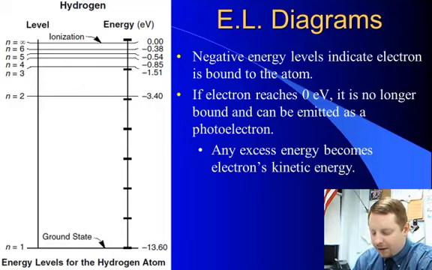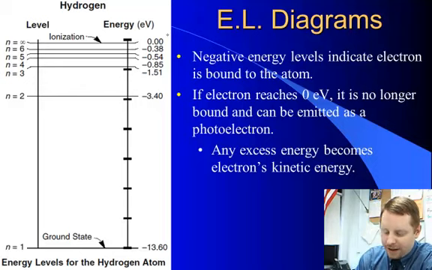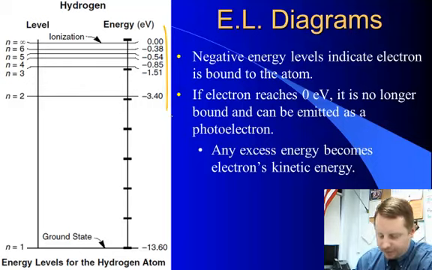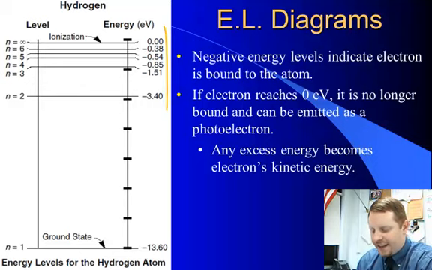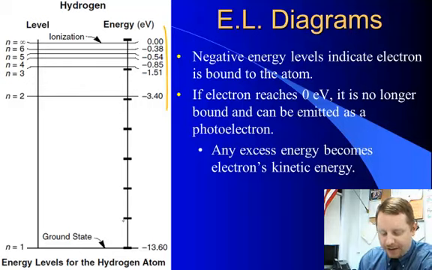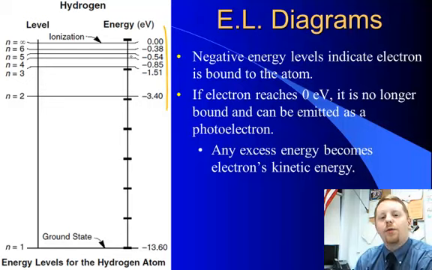We can see over here on the left that we have negative energies in electron volts that indicate the electron is bound to the atom. So it's almost as if the electron, while it's in these levels, is stuck to the atom. You have to get up here to zero, out of the negatives, in order for the electron to be free, to become a photoelectron, to be emitted. As long as it has a negative energy, it owes energy to the atom. It's stuck there. It can't leave.